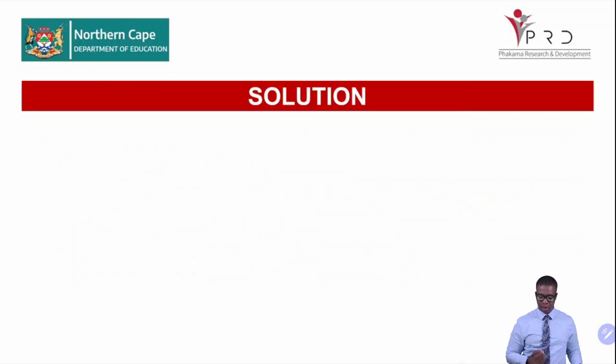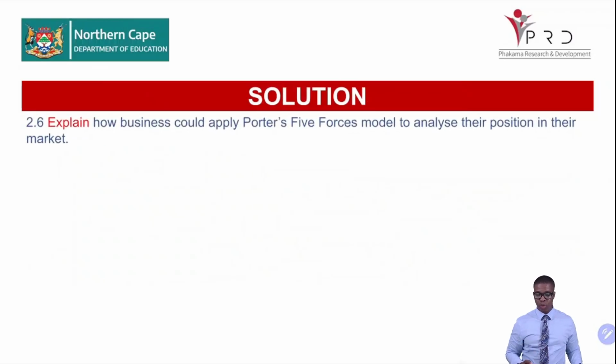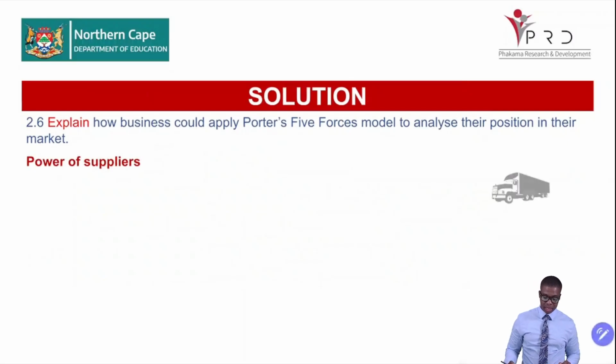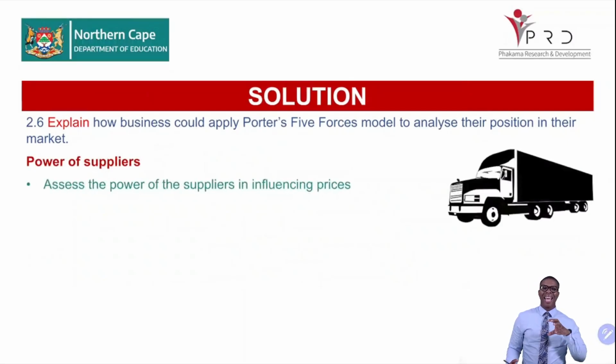There's no threat. Now, let us look into explaining how to apply Porter's 5 forces if a direct question is to come. This is how you should go about explaining. Start by naming the Porter's 5 force. We have the power of the supplier here. What are we saying? As a business, in this regard, we're talking about Louisa's hair salon. Louisa would have to analyze or apply Porter's 5 by doing the following. Louisa will have to check the power of the supplier, by assessing the power of the supplier in influencing the price. That's number one.